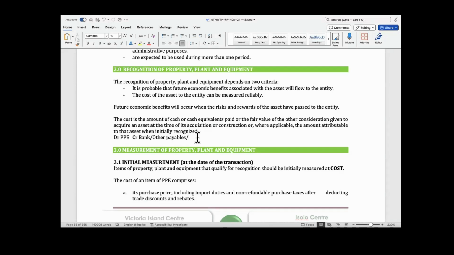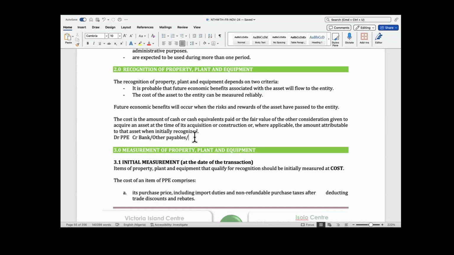The way you recognize PPE, you debit that PPE, you credit bank if you are paying for it outrightly, or you credit other payables if you had bought it on credit. That means you're going to pay later, so you credit other payables. Other payables here will be representing liability. I now asked you that if somebody had gifted you the asset, that you're not going to pay either now or later, but they gifted you, what would you credit? What would you credit?